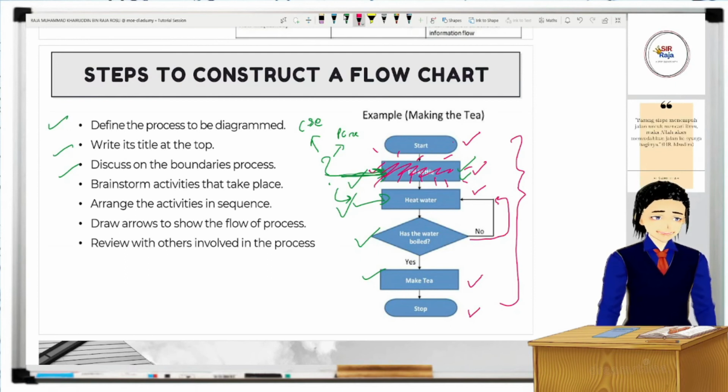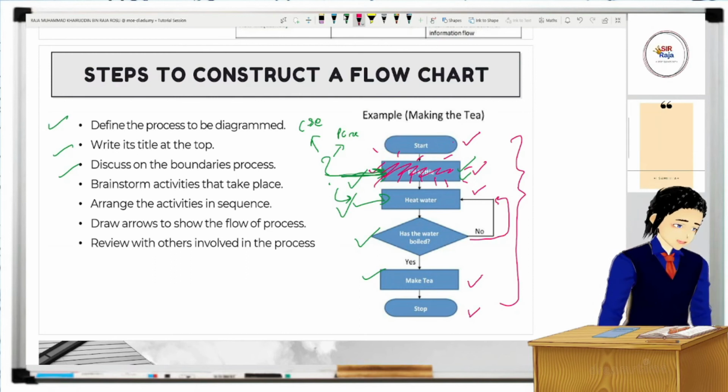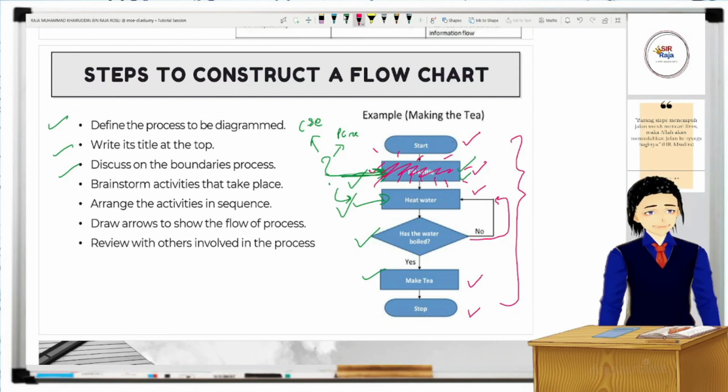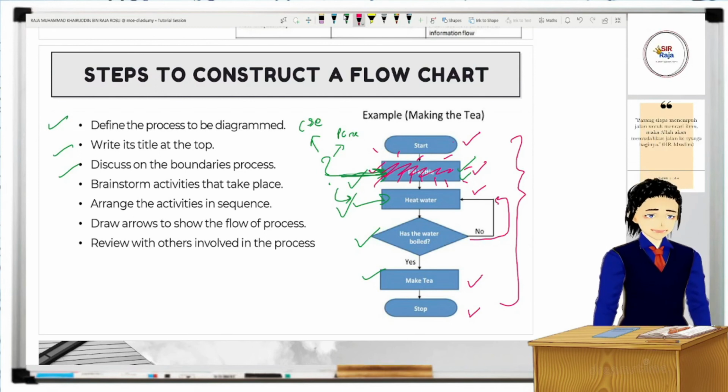So, this really helps. Mungkin kita nampak macam simple je. Alah, flowchart, saya dah biasa buat. Alah, benda ni, saya tahu lah ni. But in reality, it's really, really helpful. Very practical. Makes things very easy to do. 10 points. Okay?